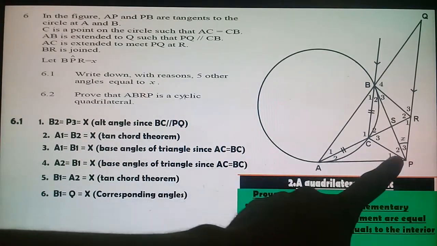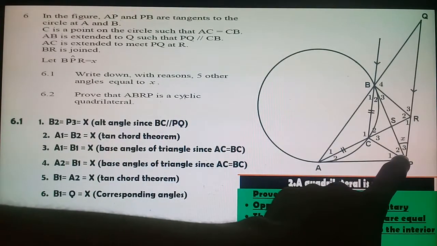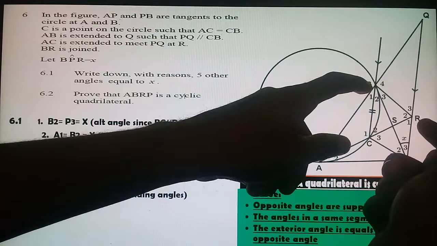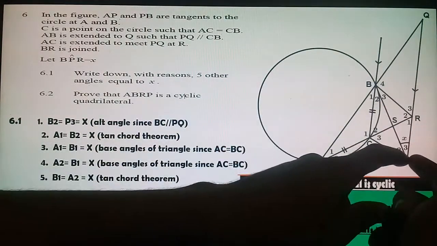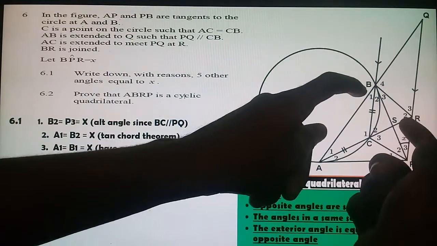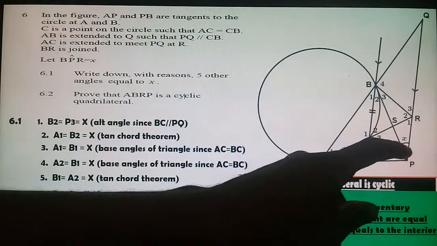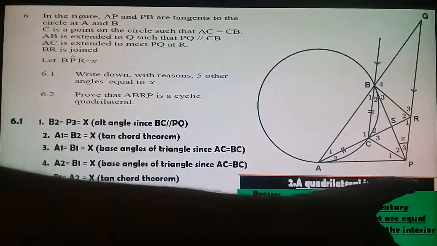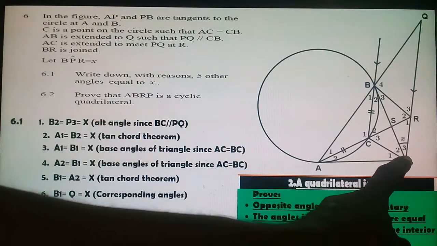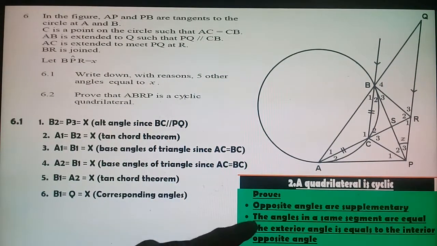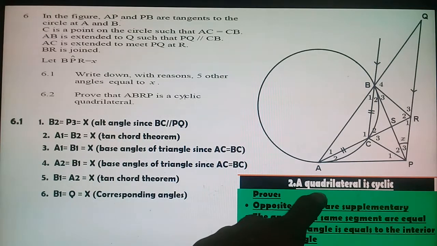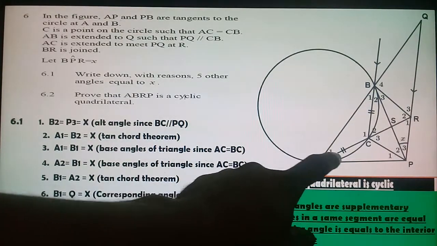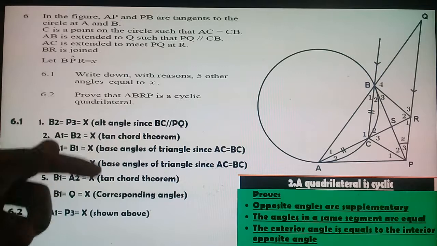It means A1 equals X and P equals X. But they are subtended by the same chord, in the same segment. They come from BR. BR subtends the angle at P3, and the very same BR subtends the angle at A1, which equals X. How can you conclude about quadrilateral ABRP? Because the same chord PR subtends equal angles there. We know that A1 equals P3, equals X as shown above.